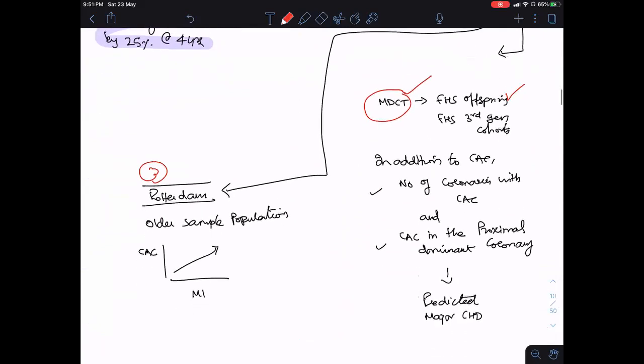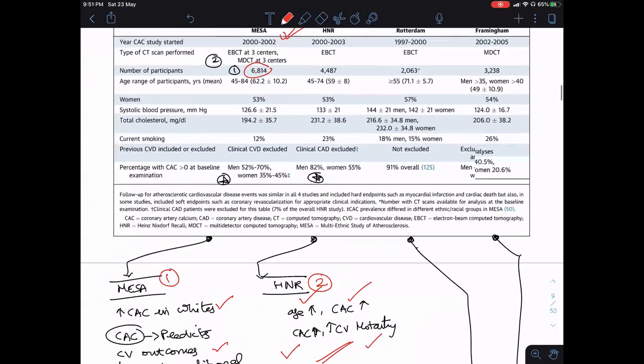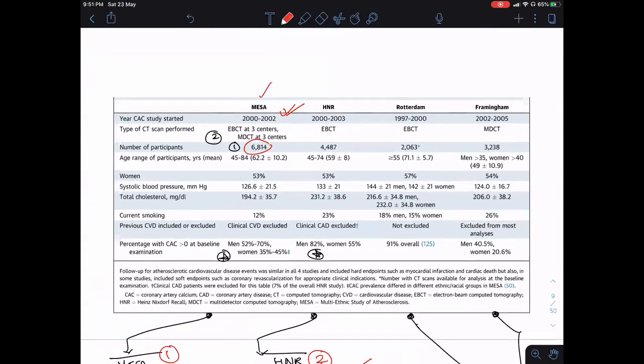In addition to looking at simple CAC, these guys also looked at the number of coronaries with coronary artery calcium, and they also looked at whether the coronary artery calcium in proximal vessels signified worse prognosis than when it was at the distal levels. And actually, the number of coronaries and the location of the CAC predicted major CHD. So the studies which we must be aware of are these four: MESA, HNR, Rotterdam, and the Framingham third cohort.